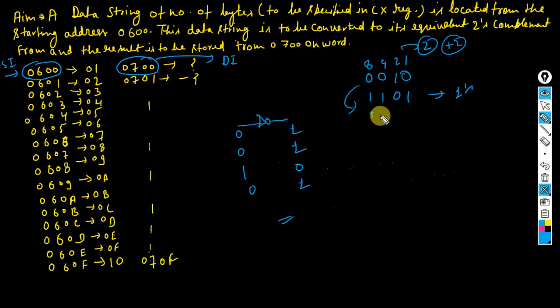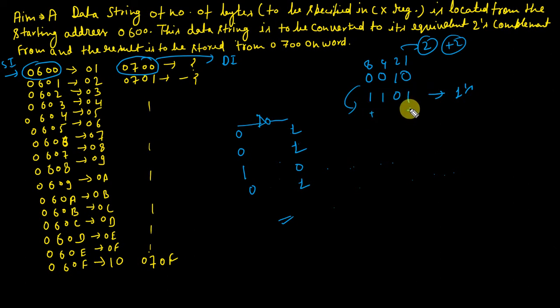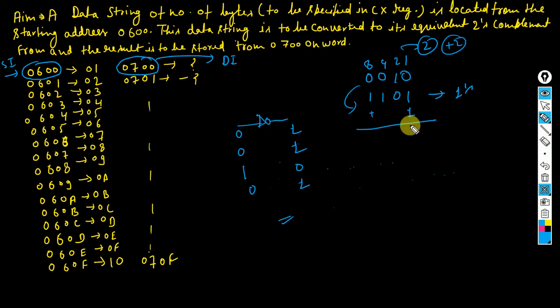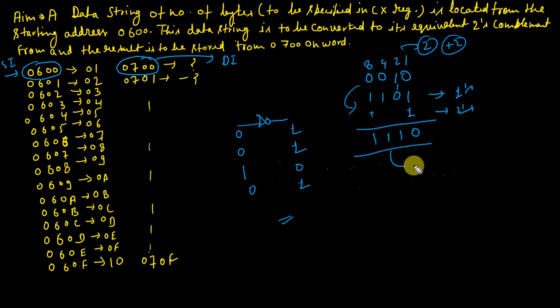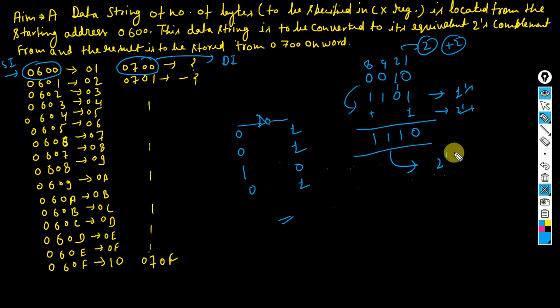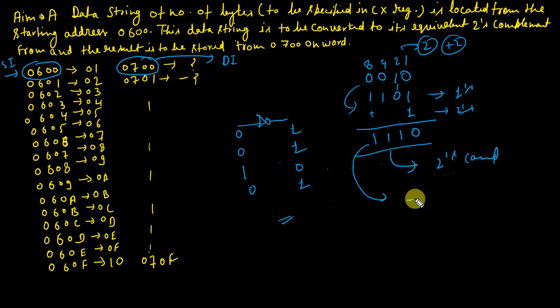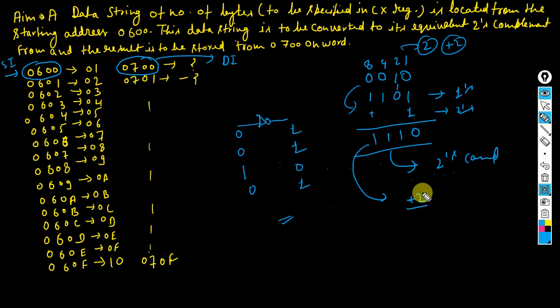After that, add 1 at the LSB and you get the 2's complement. 1 plus 1 is 0, carry 1; 1 plus 0 is 1; so this is your 2's complement, which indicates minus 2 in binary pattern.